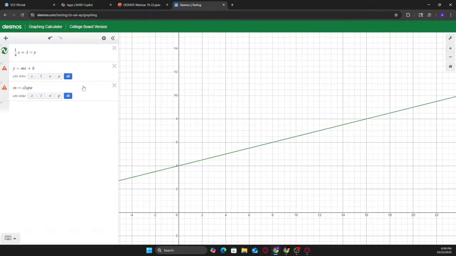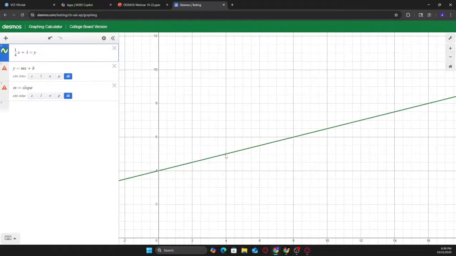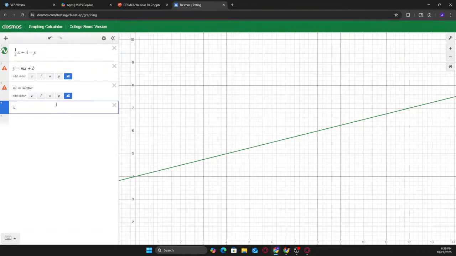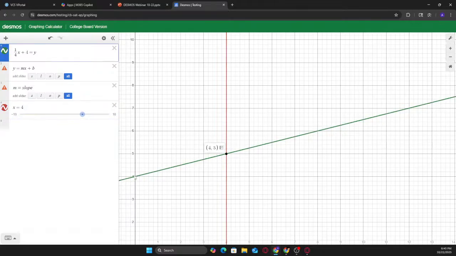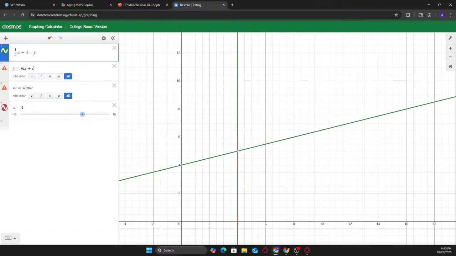So that means if we increase x by 4 times, you can see right here, from this point to this point, 0, 4, and 4, 5. That's a distance of 4 units, but it only goes up once. So that's one thing to think about.